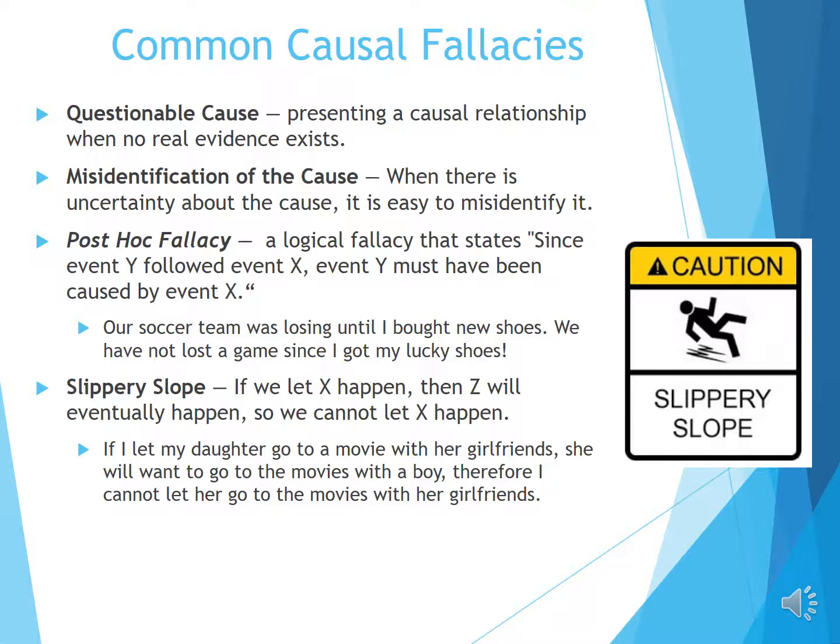Slippery slope occurs when we conclude that if we let X happen, then Z will eventually happen, so we cannot let X happen. Here's an example. If I let my daughter go to the movie with her girlfriends, she will eventually want to go to the movies with a boy. Therefore, I cannot let her go to the movies with her girlfriends.